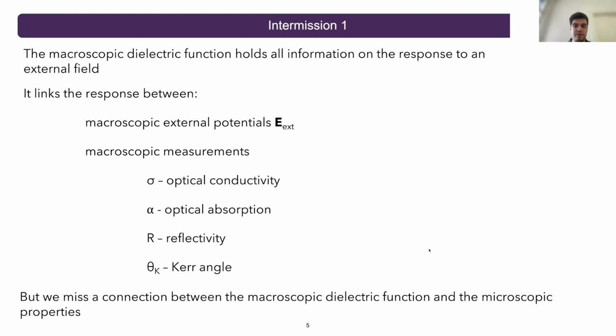So, this is the first recap of my lecture. I would like that at this point you keep the following things in mind. First, that the macroscopic dielectric function contains all information about how your system is going to react to an external field. Second, what quantities can be computed from it, but you must now try to figure out how to link the macroscopic function to the microscopic properties, by which I mean how the electronic density and currents inside your material react when perturbed by the external field.